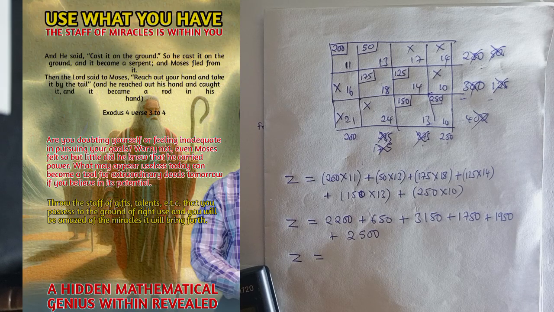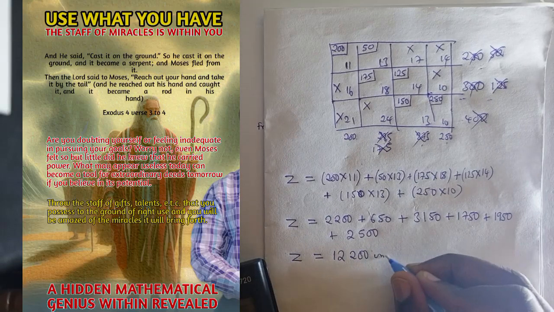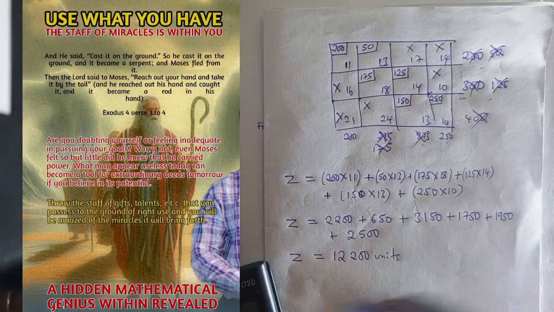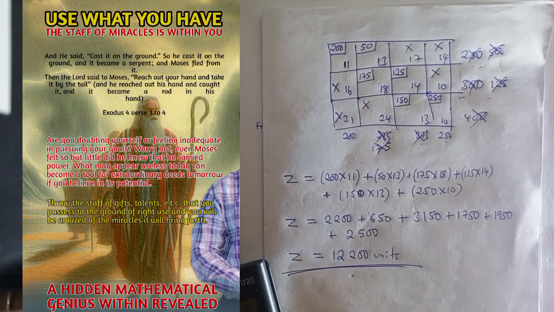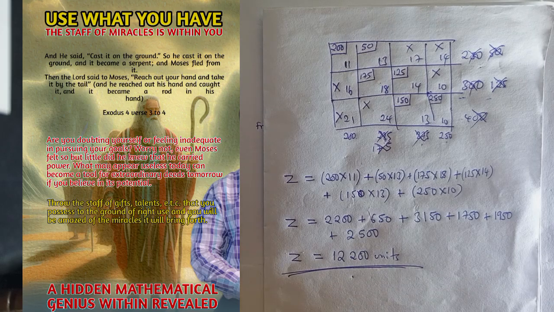So Z is equal to 2200 plus 650 plus 3150 plus 1750 plus 1950 plus 2500. The total is 12,200 units. If it's kwacha, then it will be kwacha. Okay, so this is the total cost of transporting the goods using the northwest corner rule.